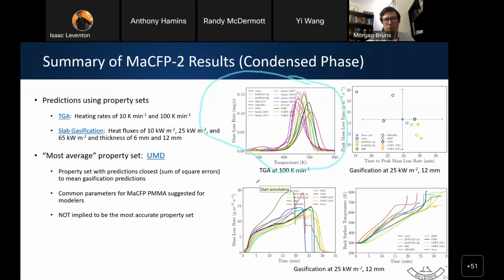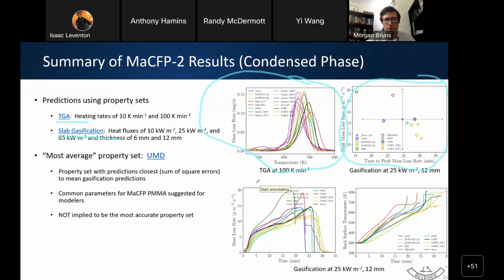This scatter plot on the right shows information about the peak in one of the gasification predictions at external heat flux of 25 kilowatts per meter squared for a 12 millimeter thick sample. All of these data sets are also available, and if you click the links on these slides, you can find all of these CSV files describing mass and temperature for the TGA and gasification tests.